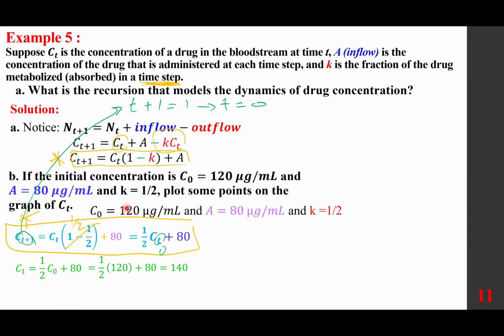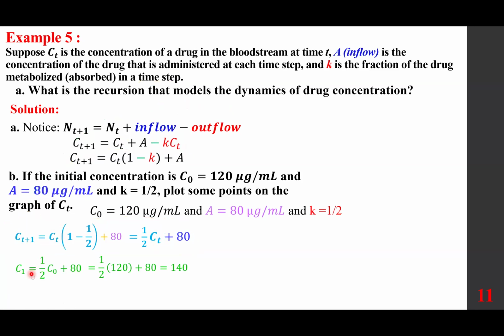The next one is C sub 2. If this is 2, T becomes 1. So C sub 2 is half of C sub 1 plus 80. So what is C sub 1? 140. Half of that, 70, plus 80, 150 micrograms per milliliter of the medication.